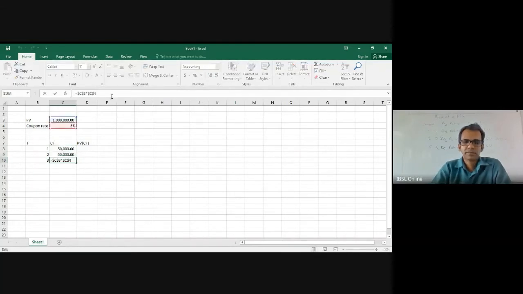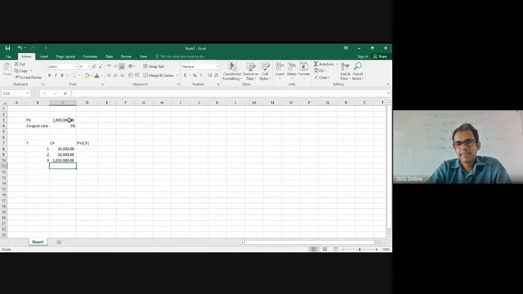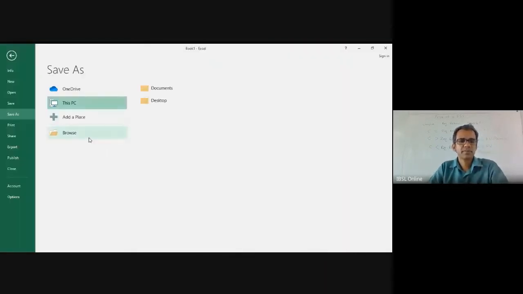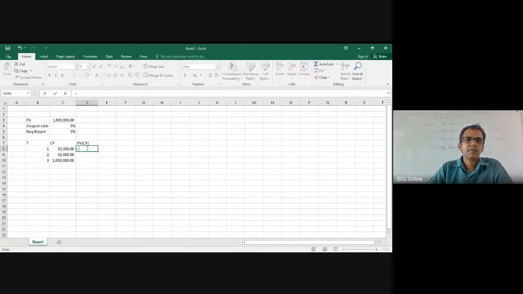But in the last cash flow, you get the face value as well. Then we'll calculate the present value of the cash flows. We need the required return. Then we'll assume it is 5%. Cash flow divided by 1 plus R to the power n.